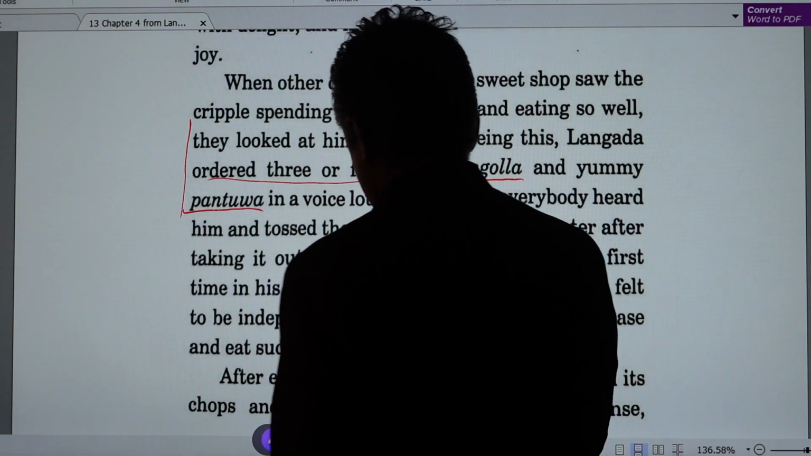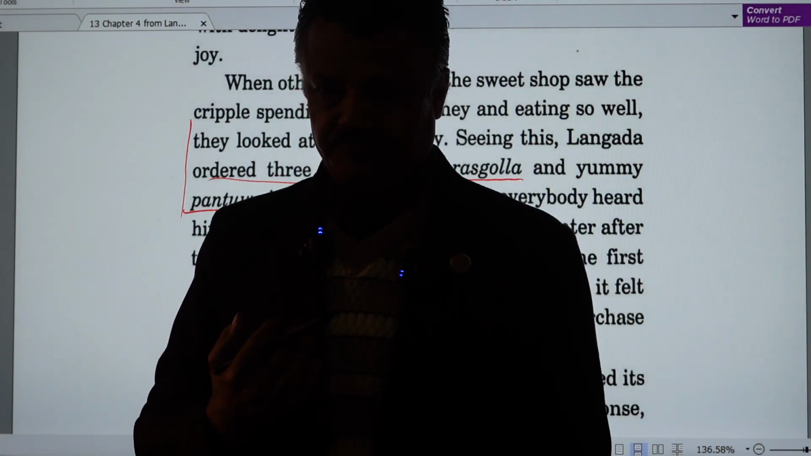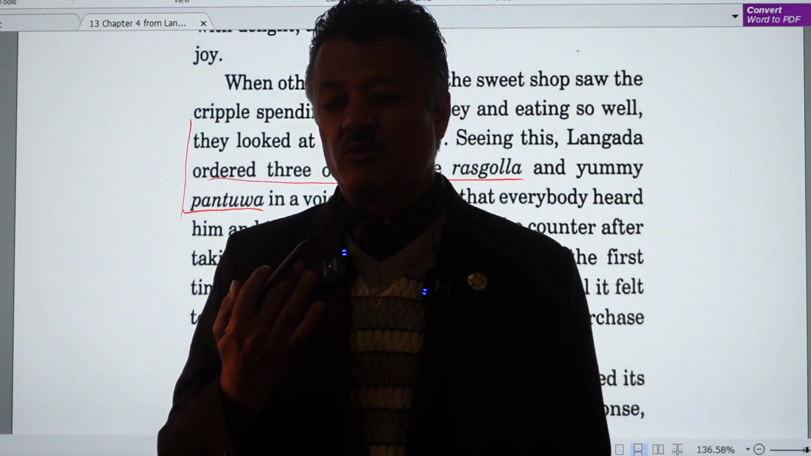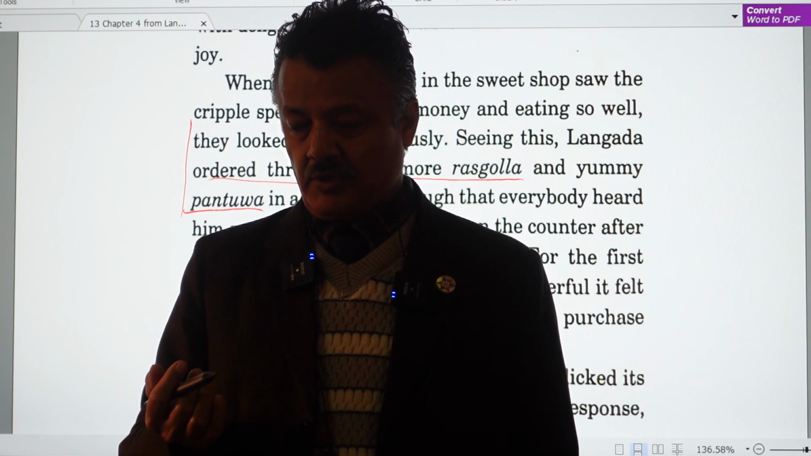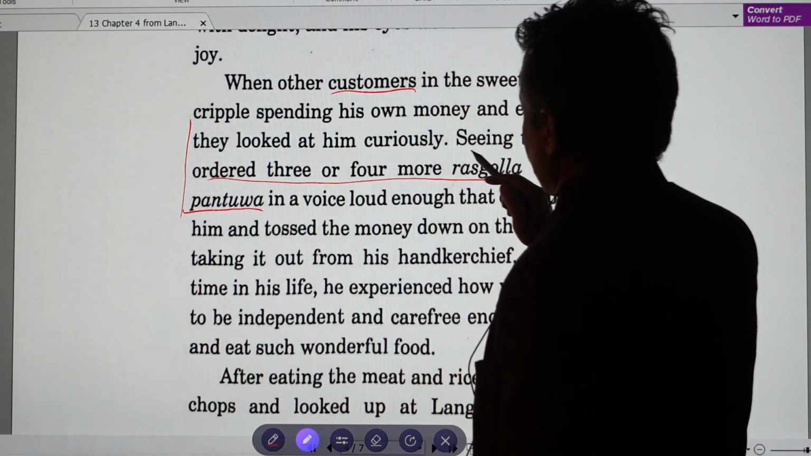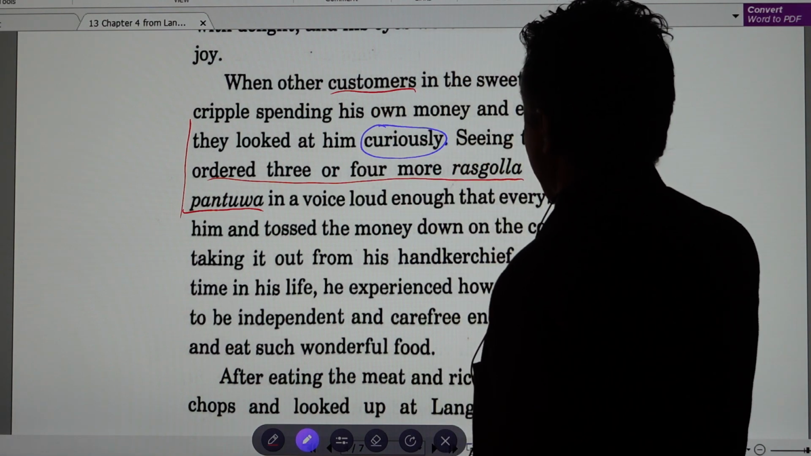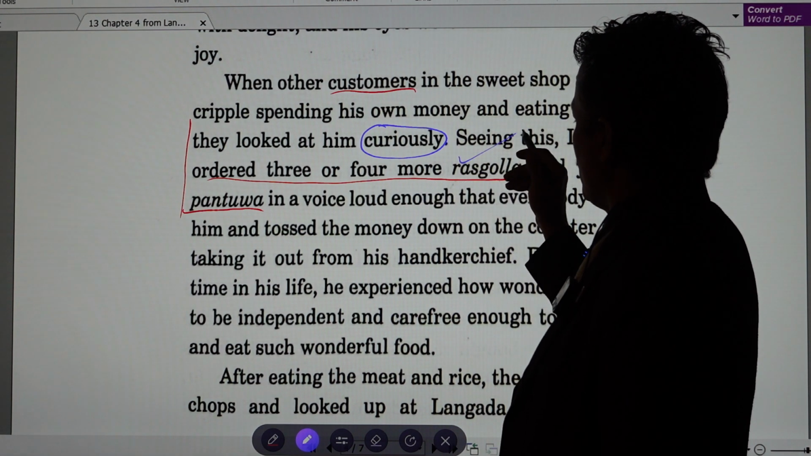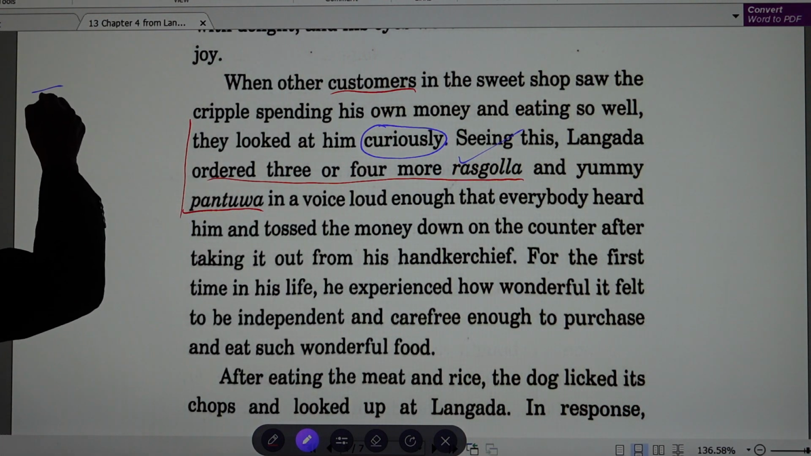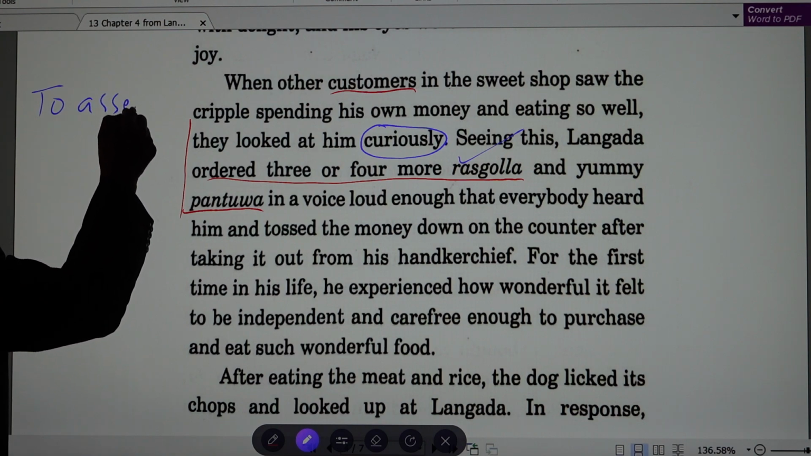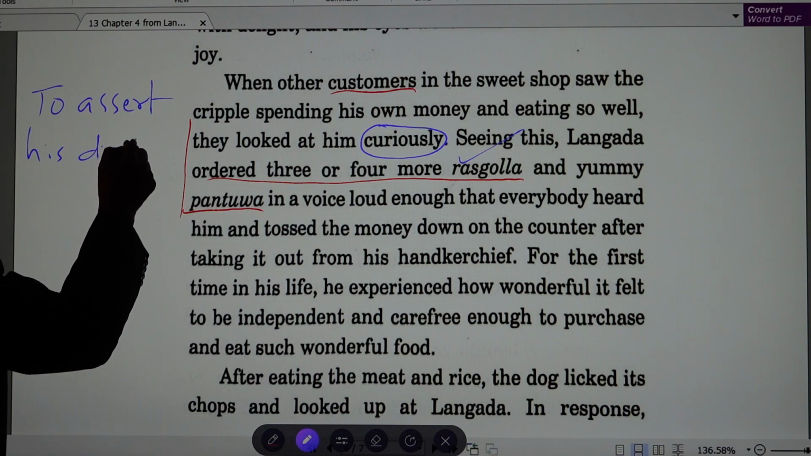Now, one thing that I understand, look, there is something called interpretation in literature. Interpretation is making meaning which is not given there directly. Interpretation is about reading between the lines. Now ask a question. When people look curiously at the cripple, why does he order more food? Why? To understand this, to assert his dignity.